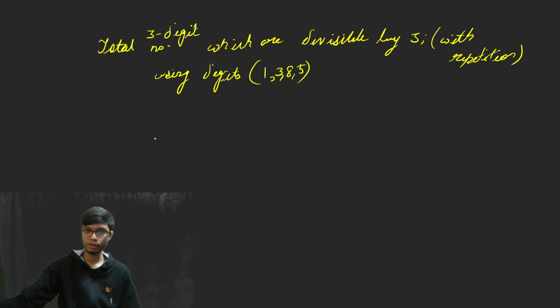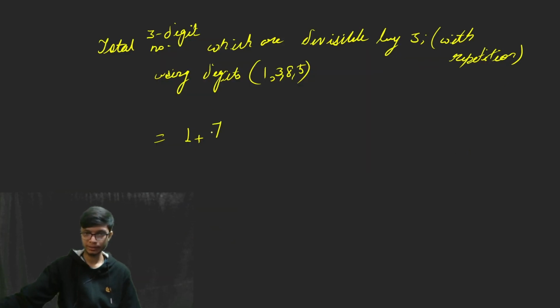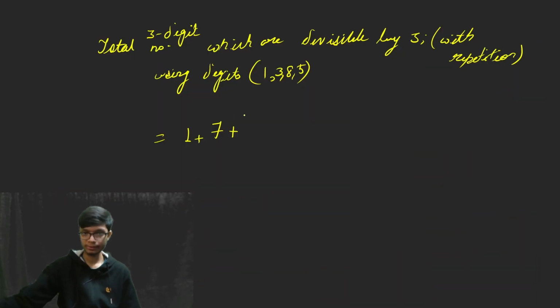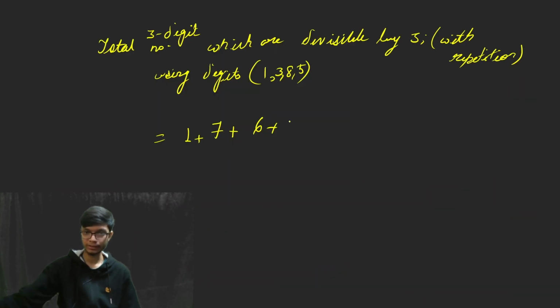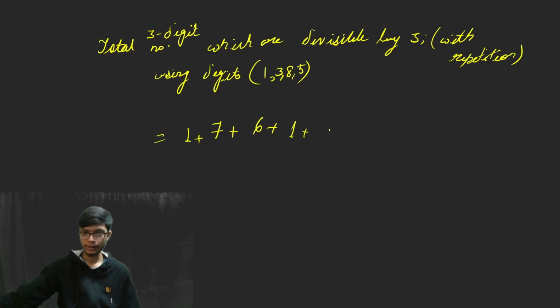Using these particular digits, the total cases are: from the first one you get 1 case, on the second you get 7 cases, that is the sum of the digits corresponding to 9, because 6 cannot be possible. And similarly the sum of the digits equal to 12 gives 6 cases. The sum of the digits 15 is again 1 case. The sum of the digits equal to 18 is again 3 cases. And the sum of the digits 21 is again 3 cases, and 24 is 1 case. So that is 3 plus 3 plus 1, and that will be the required answer.